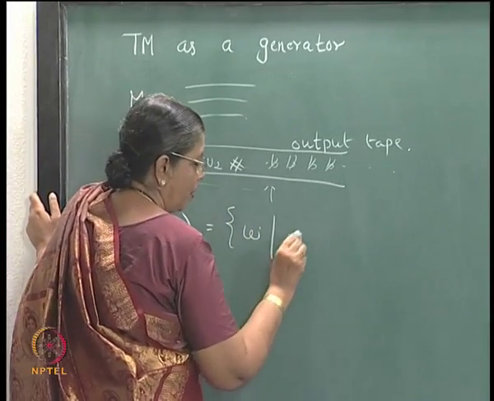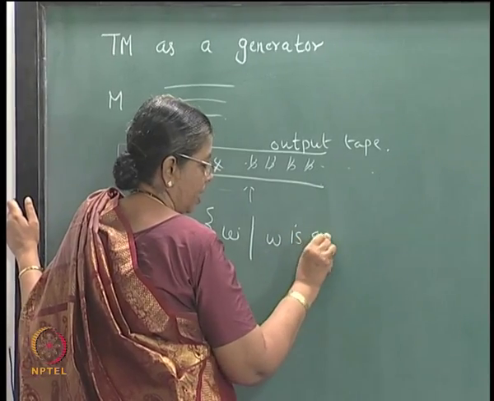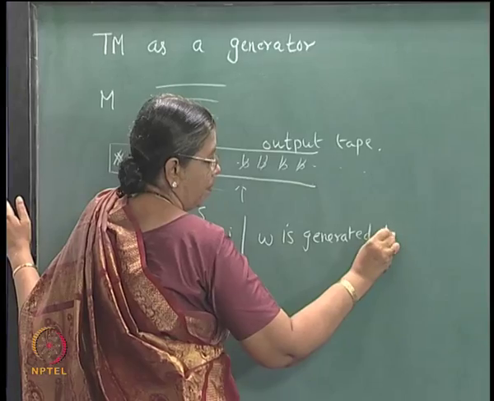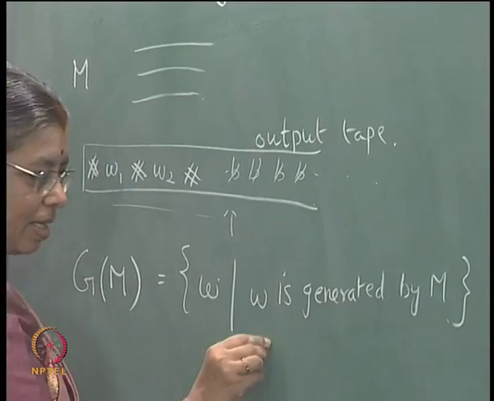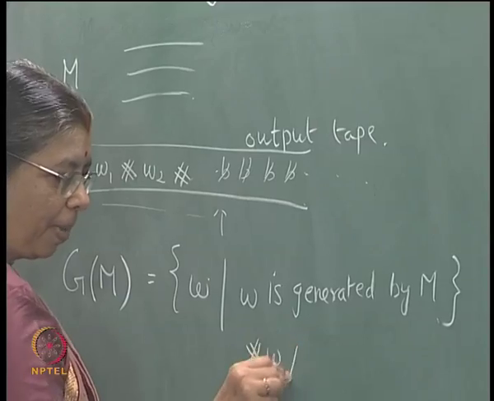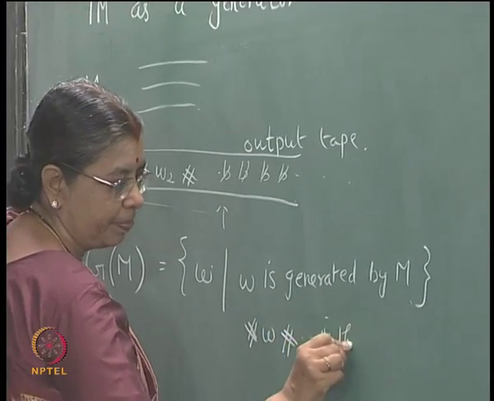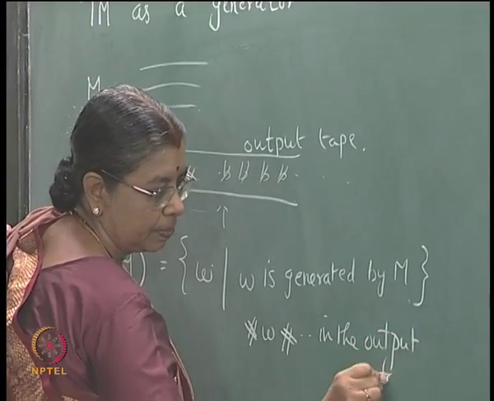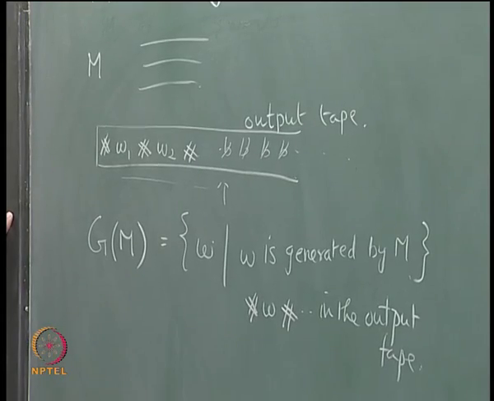G of M is the set of all W such that W is generated by M. What this means is this W will appear between two hash symbols in the output tape. The set of all such strings is denoted by G of M.